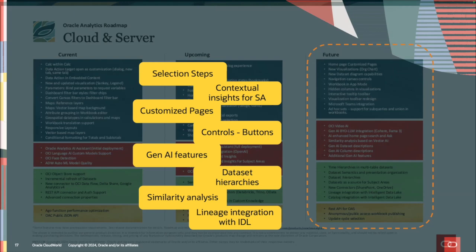We are right now in the process of determining if we would do a preview in January 2025 and then GA with March 2025. We'll add more information to the delivery timeline soon. Contextual insights for subject areas is an active project in development. The consumer AI experience for data sets will be expanded into 2025.